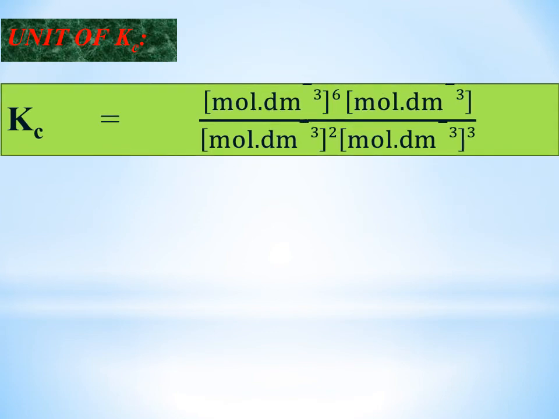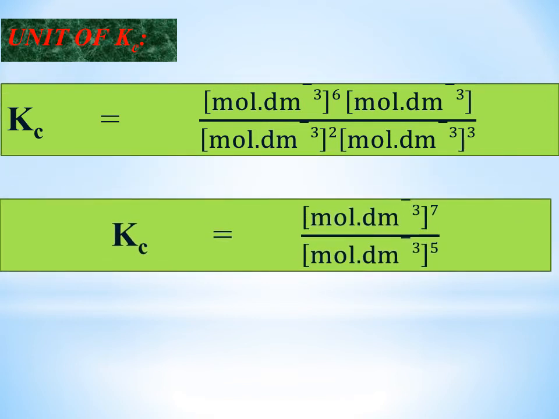Now the unit of Kc for this reaction will be mole per decimeter cube as a whole 6, because this 6 shows 6 moles of HCl, so the unit will be 6 moles per decimeter cube, then 1 mole per decimeter cube, and in the subscript here is 2 mole per decimeter cube, because we have 2 moles of ammonia, and then 3 moles per decimeter cube.